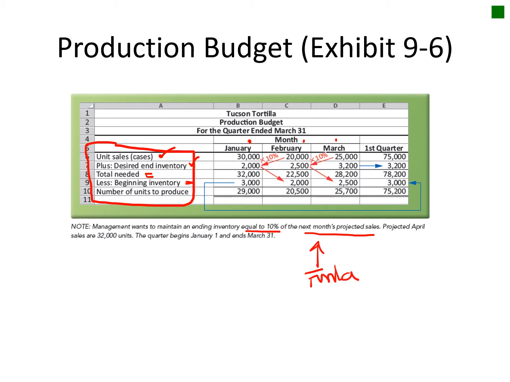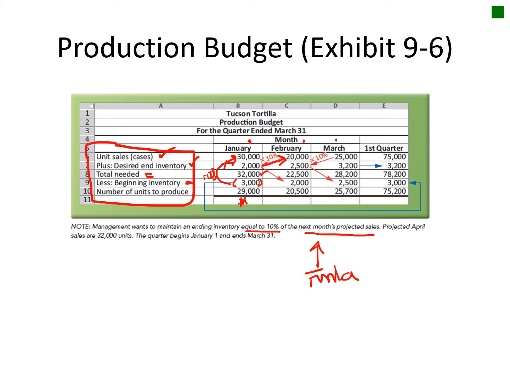So, for example, if you are in January and you have 30,000 unit sales projected, and then you look at February as 20,000, to get the desired ending inventory for the month of January, you'd have to take 10% and multiply that by the next month's sales, which is 20,000. So 10% times 20,000 would give you 2,000. 30,000 plus 2,000 gives you 32,000. Then, of course, to get the beginning inventory, your beginning inventory would be 10% of the current month. So 10% of 30,000, okay, that would give you 3,000. You're going to subtract that, and that's going to give you your required production for January.